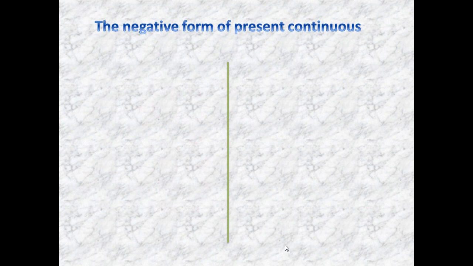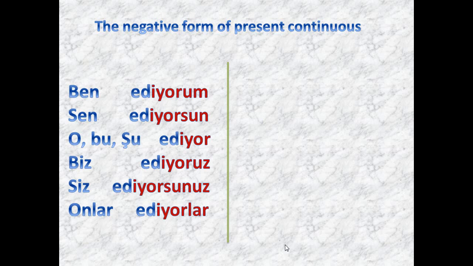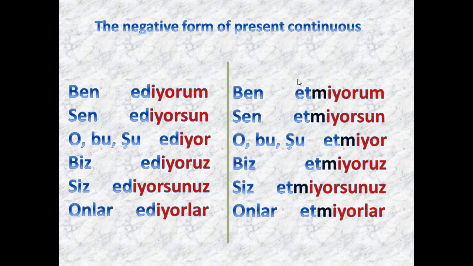Okay, the negative form of present continuous. Let's have the positive form. The negative form will go like this. So, you see here we have the sound of m as a negative suffix of the verb. And we have t here as it was supposed to be. So, we have ediyorum, etmiyorum. Ediyorsun, etmiyorsun. Ediyor, etmiyor. Ediyoruz, etmiyoruz. Ediyorsunuz, etmiyorsunuz. Ediyorlar, etmiyorlar. So this is all in negative form.